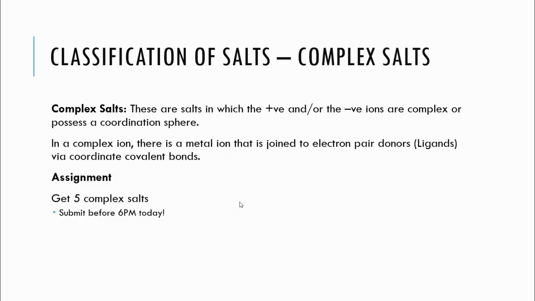So then the second classification, which is complex salts, they have a coordination sphere. That's the idea. That means there's dative bonding in them. And you are going to be seeing a complex structure, like you will be seeing square brackets and all.